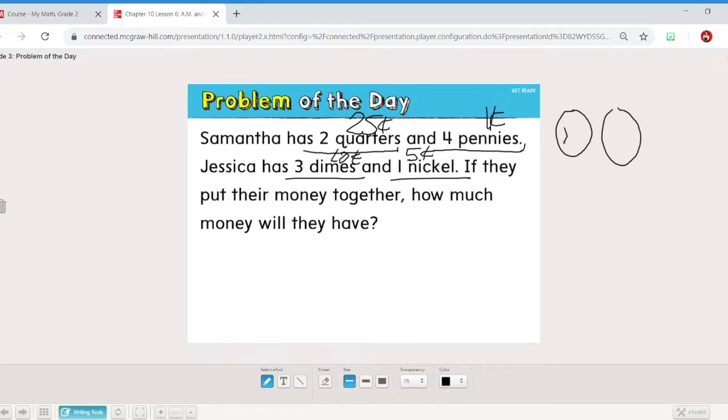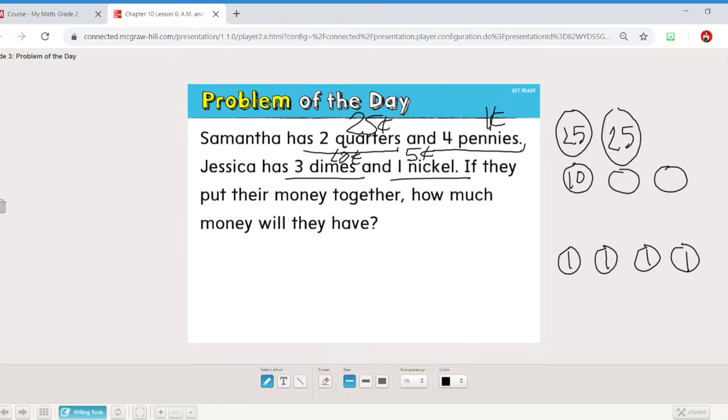I'm going to draw my 2 quarters, and I'm going to put 25 on the inside, so I know those are quarters. She has 4 pennies. I'm actually going to put them at the bottom. I want to try to put my coins in order so it's easier to count. 1, 1, 1, 1. She has 3 dimes. Well, dimes are the next biggest, so they're going to go under my quarters. 10, 10, 10. And at last, 1 nickel worth 5.